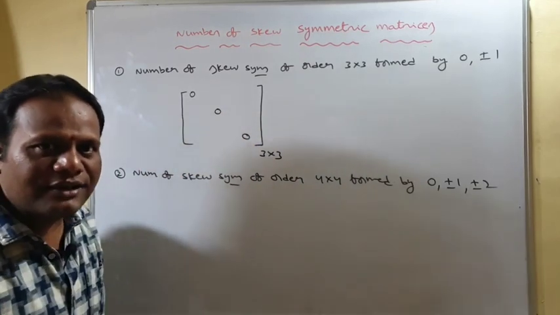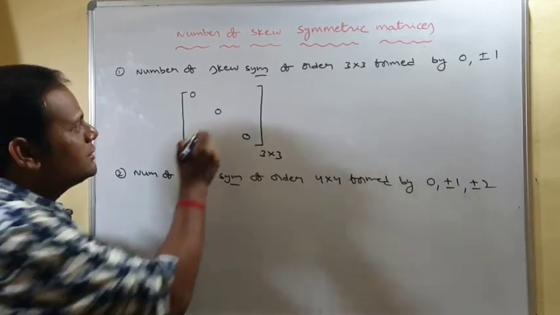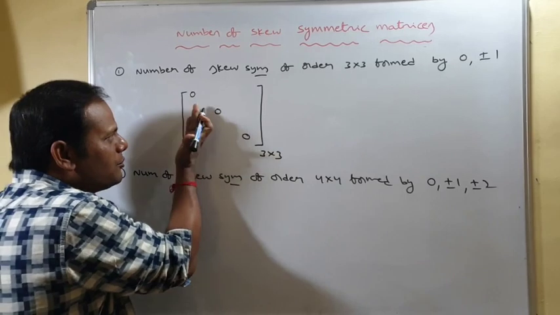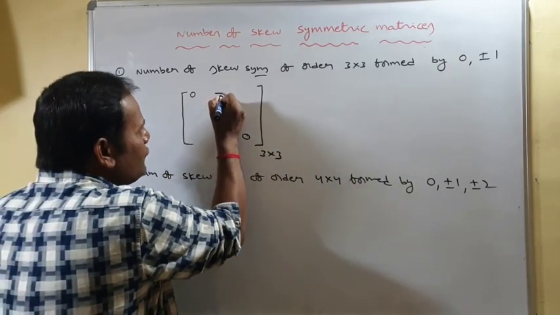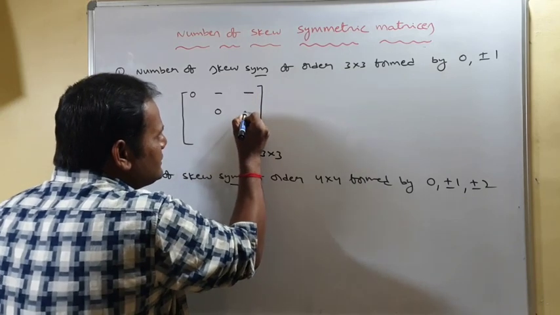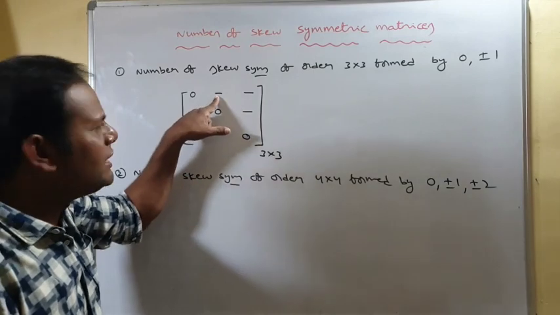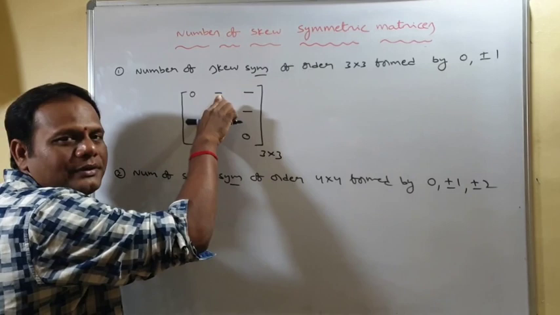Still, how many places do we have to fill? You observe that. You have to fill the upper triangular portion, then automatically you can get these. So you have to fill this place and this place. In how many ways can you fill this gap?